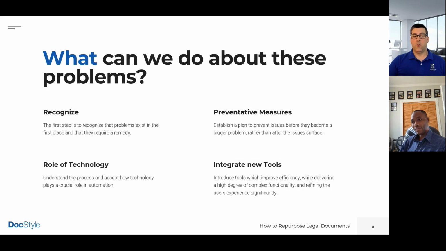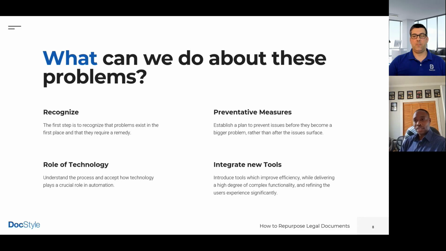That's great. So what can we do about these problems? How can we prevent them? Okay, so first thing is to recognize that there is a problem. You want to take that first step and make sure that you require a remedy to this problem. And then you want to take preventative measures. So establish a plan to prevent issues before it becomes a bigger problem, rather than trying to address it after the issue surfaces and you're in a time crunch.